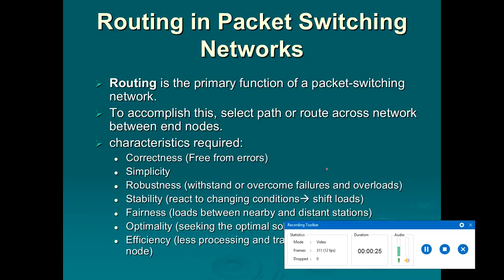So the primary function of packet switching, if we can recall, we studied about packet switching and circuit switching in the previous chapter. The main function of the packet switching network is to accept the packets from the sender and deliver them to the receiver. To accomplish this task, a path or a route must be established through the network, and generally more than one route is possible. So a routing function has to be performed.